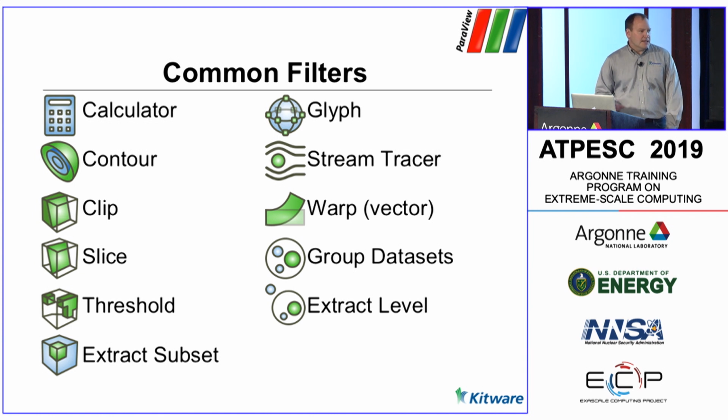You'll find these on the toolbar section. There are things like applying an isocontour, as Joe talked about, clipping, warping the geometry according to a vector or a scalar field, applying streamlines, inserting glyphs into the data, thresholding, subsetting if you have image data. So these are the bread and butter visualization filters.